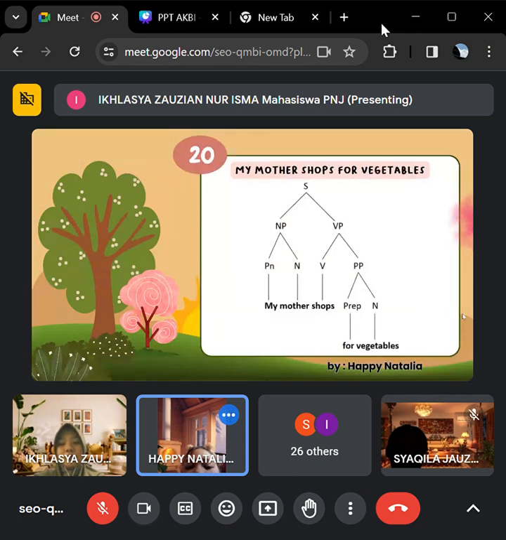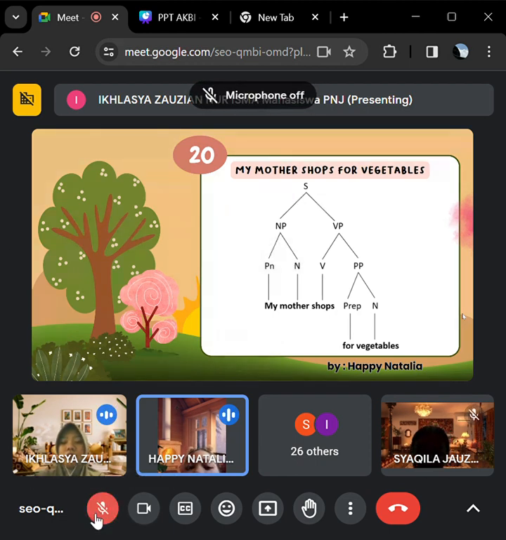Next. My mother shop for vegetable. My is a pronoun. Mother is a noun. My mother is a noun phrase. Shop is a verb. For is a preposition. Vegetable is a noun. For vegetable is a prepositional phrase. So shop for vegetable is a verb phrase. My mother shop for vegetable is a sentence.